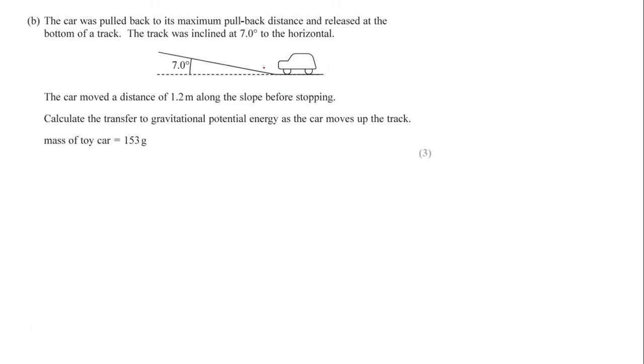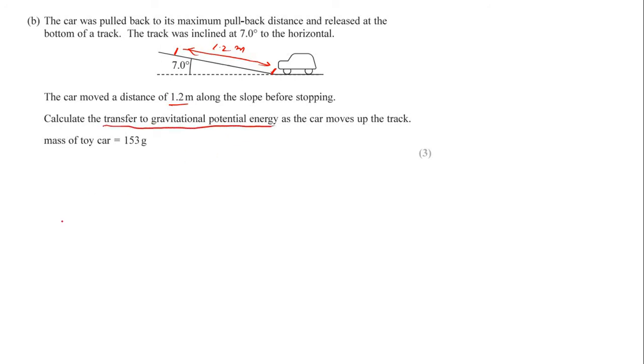Now if you see what is going on when the car is released, remember the car has some energy, but the car is using that energy to go upward, and it stops after covering, let's suppose, this distance of 1.2 meter from here. So this distance is 1.2 meter, and then we need to find how much energy is transferred as gravitational potential energy.